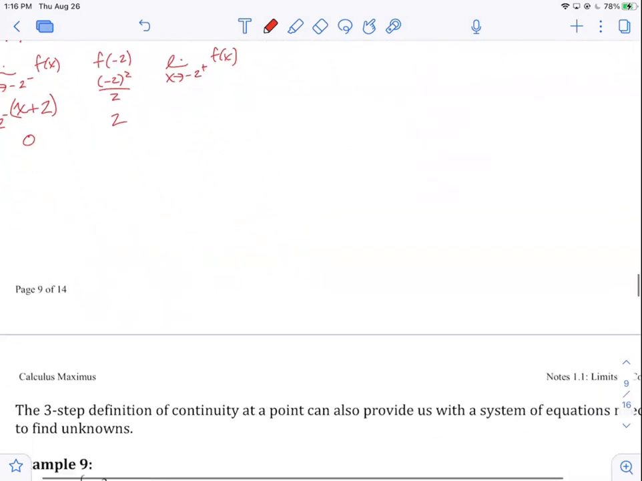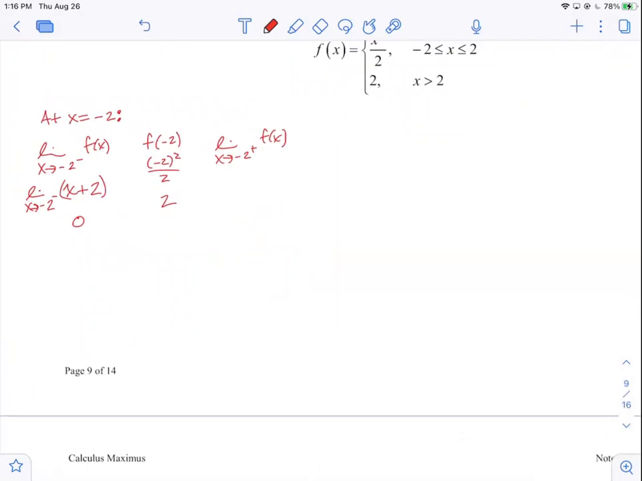So now I would say, note to myself, if you had to justify, f is not continuous at x equals negative 2, comma, because, and now you could say 0 does not equal 2. Boom. That's just the continuity question.